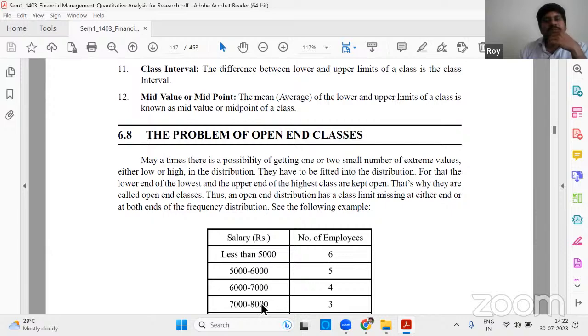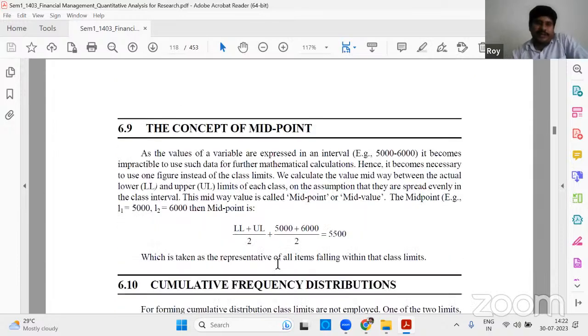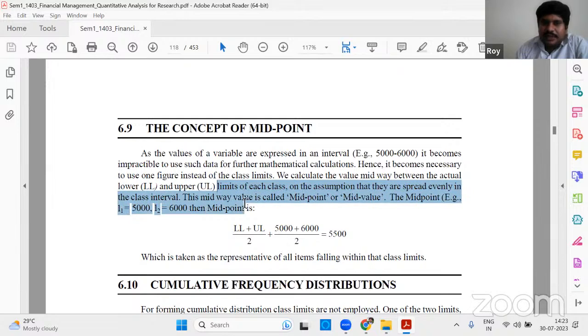Open-end classes: less than 5,000, 5,000 to 6,000, like that. The midpoint. What is the use of the midpoint? Further, hence it has become necessary to use one figure instead of the class limits. You calculate the value midway between the actual lower limit and the upper limit of each class. They are spread evenly. This is important. Evenly in the class interval. This midway value is called the midpoint or mid value. This is the example for that.